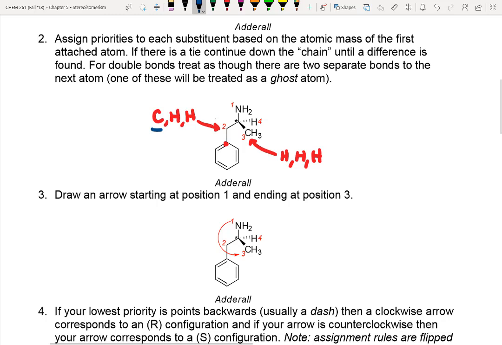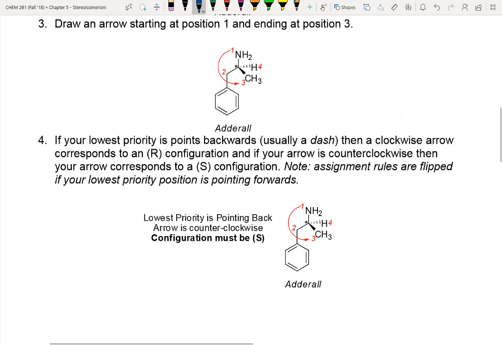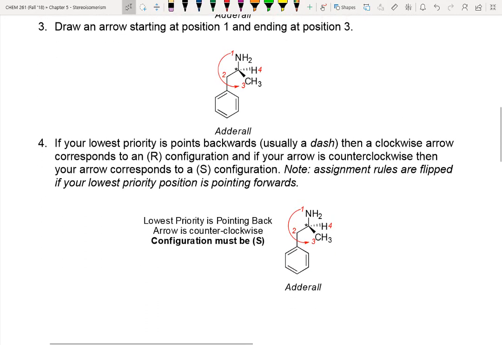All right, then number 3 says, have an arrow starting at position 1, go through position 2, and cross over into position 3. So in this case, it looks like we're doing a counterclockwise arrow. Does that make sense? And it says if your arrow is going clockwise or to the right, that means that it's an R configuration.